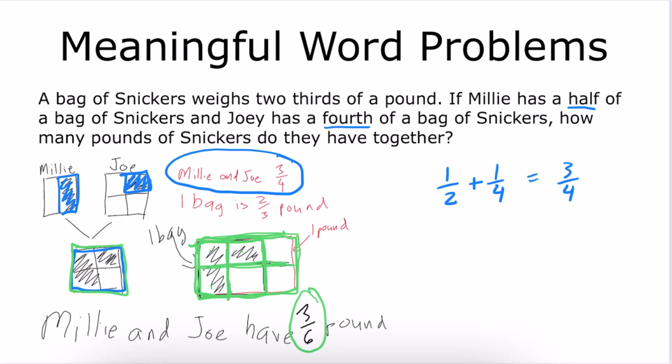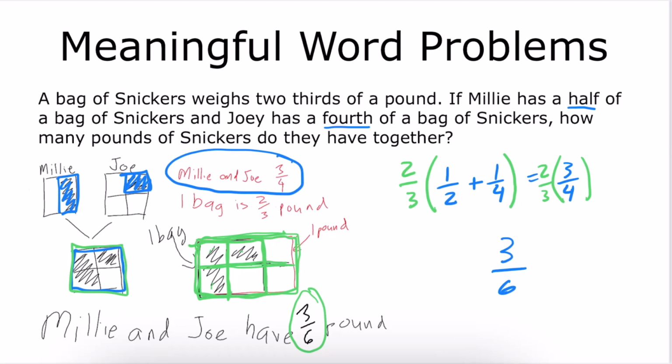And so it looks like what they did there was multiply this by 2/3, because they realized that each bag is only 2/3 of a pound. And so they multiplied that by 2/3. That's how they got the answer of 3/6, because 2/3 times 3/4 equals 3/6. So that's what I'm seeing in this expression here.